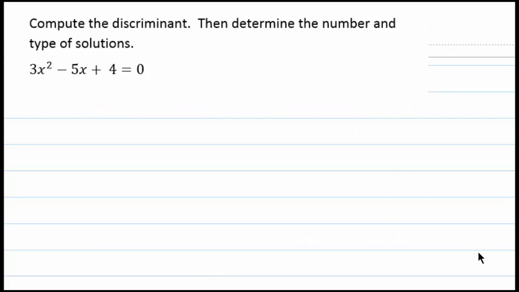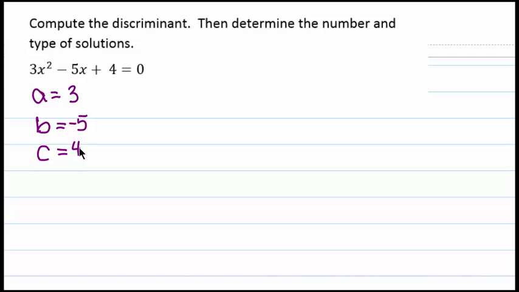All right, compute the discriminant. The discriminant, remember, is just b squared minus 4ac. First thing I need to do is make sure that it's in standard form. In this case, is this one in standard form? Yes, it's in standard form. So now I'm going to go ahead and compute my discriminant. Well, I'm going to label my a, b, and c first. a equals 3, b equals -5, and c equals 4.